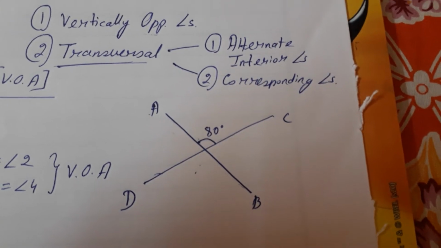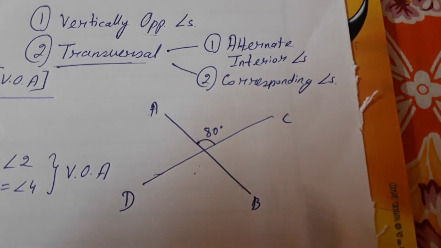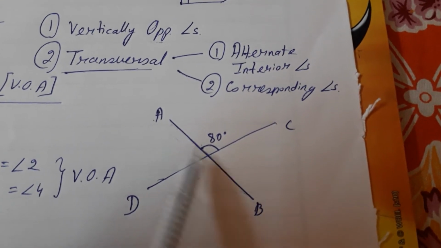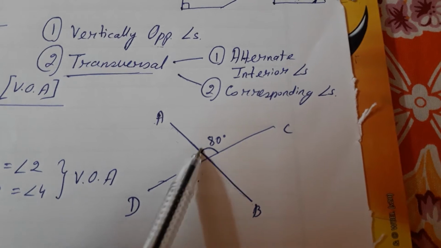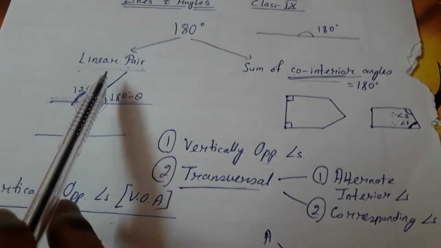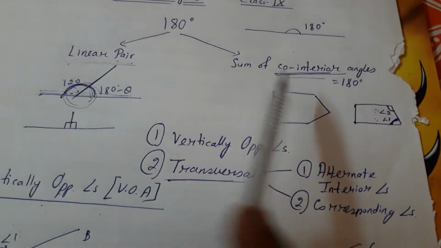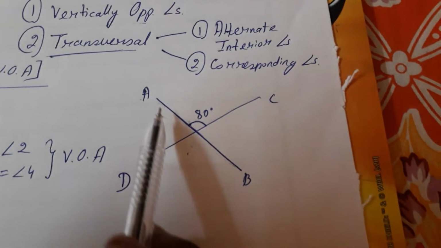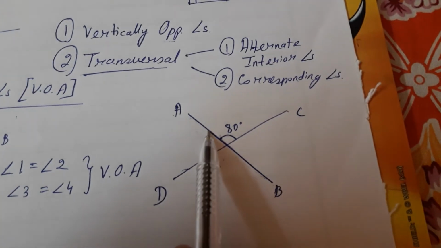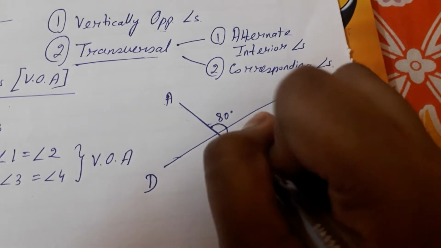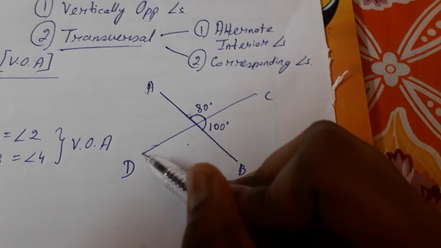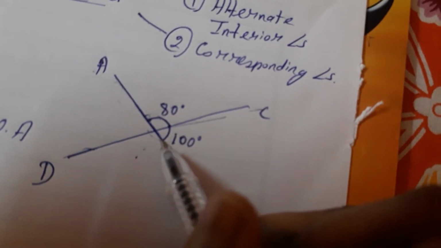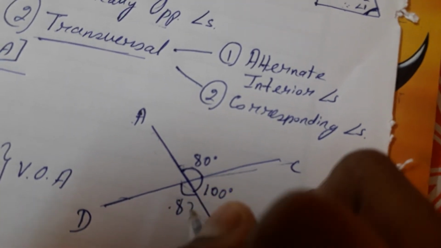But how will these vertically opposite angles be equal? Now see, here a line AB is given. If this is a line, then the whole sum is 180 degrees, a linear pair. I have already told you that the linear pair and the co-interior angles, both these concepts you should know. Now use the concept of linear pair here. If this is 80, then this will be 100. Now consider this line CD. If you consider the line CD, then this will be 180 minus 100, that is 80.